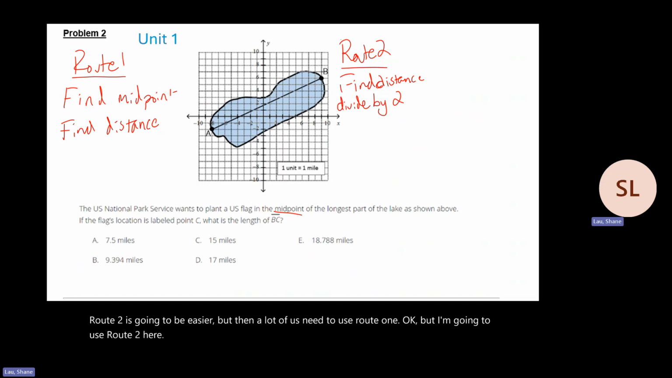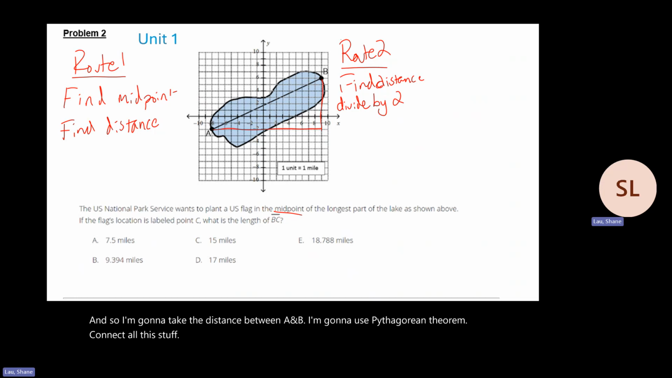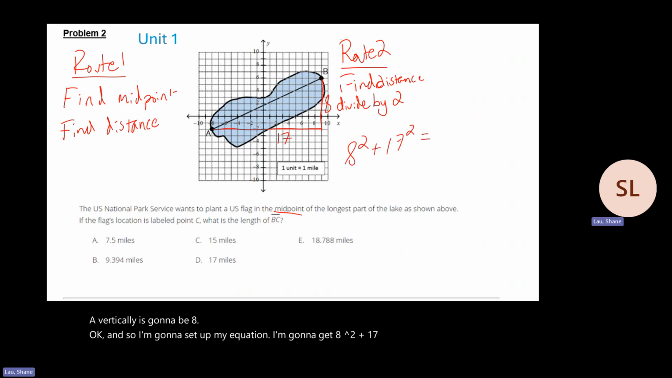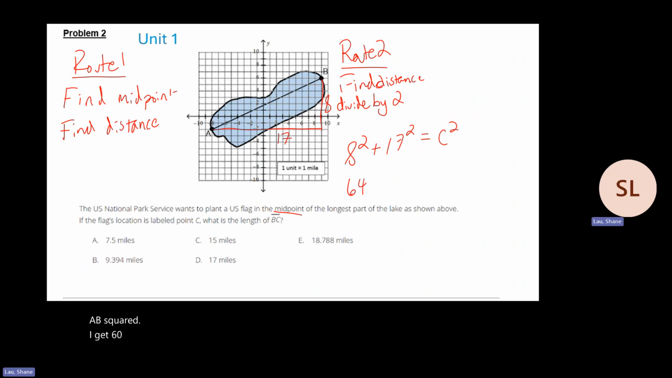And so I'm gonna take the distance between A and B. I'm gonna use Pythagorean theorem. Connect all this stuff. Between A to B, that is 17. And from B to A, vertically is going to be 8. And so I'm going to set up my equation. I'm going to get 8 squared plus 17 squared equals C squared, or in this case, AB squared. I get 64 for my 8 squared, and for 17 squared, I get 289 equals C squared. And then we just add them up. I get 353 equals C squared. Square root both sides.